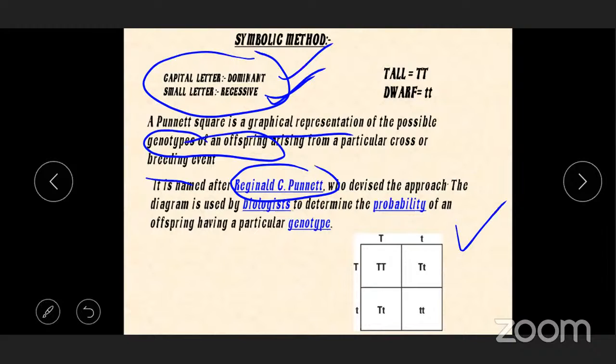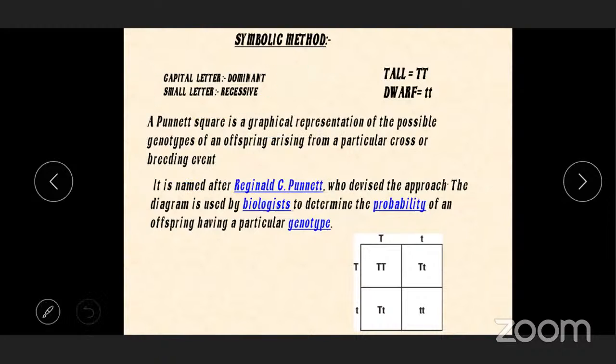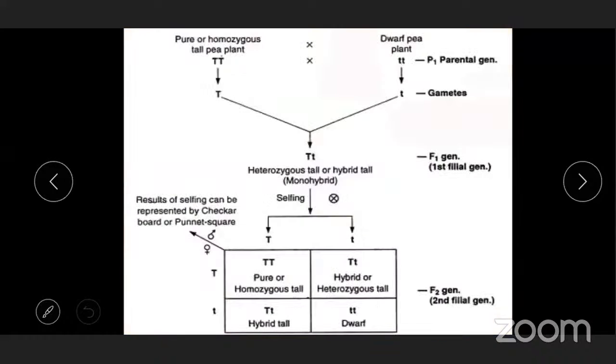By using the Punnett square, we can determine the probability and genotype of offspring. We can easily find out the offspring genotypes and probabilities in a cross, in a breeding, across generations. Now let us introduce the symbolic method.